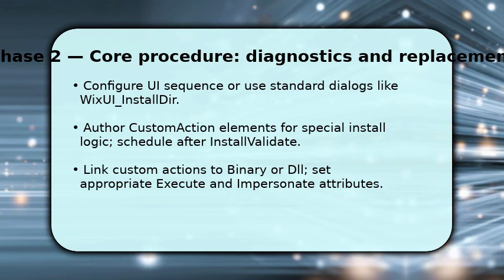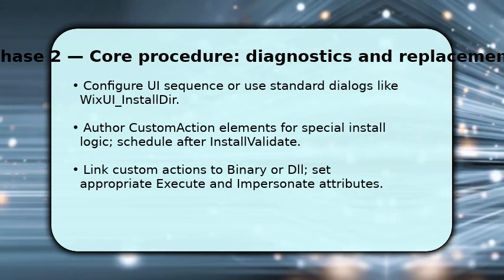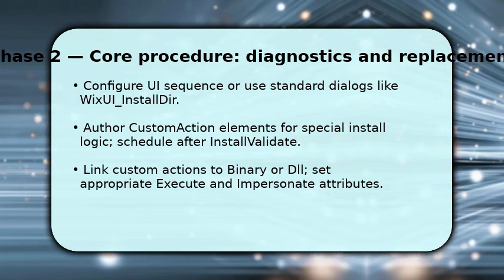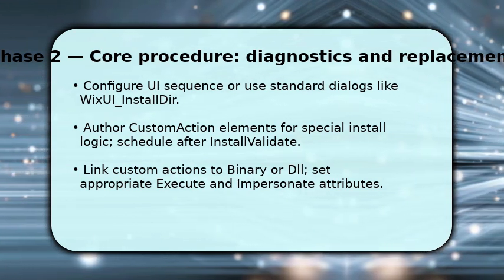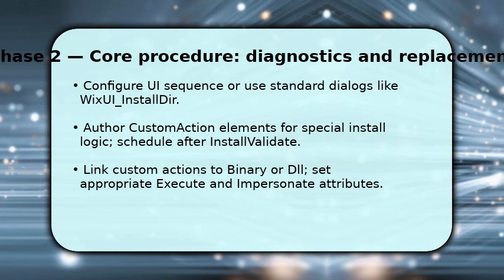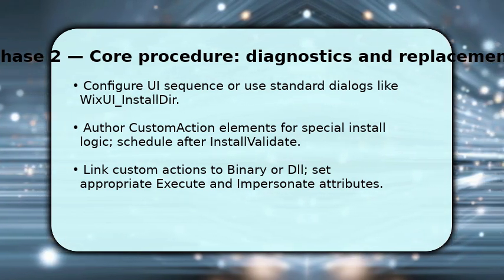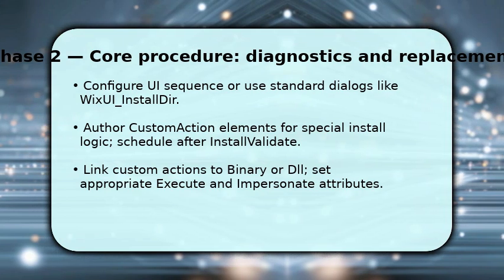Schedule them carefully, typically after InstallValidate for immediate checks. Make sure you set Execute and Impersonate correctly, deferred and system context for privileged changes. Test the flow in debug mode to catch sequencing issues early.